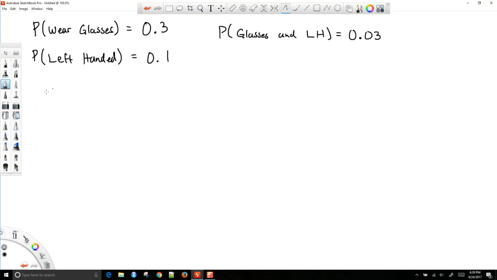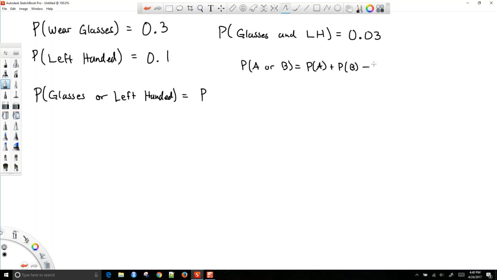So what's the probability someone wears glasses or is left-handed? This being the inclusive or. Well, the rule before was the probability of A or B is equal to the probability of A plus the probability of B minus the overlap, the probability of A and B.